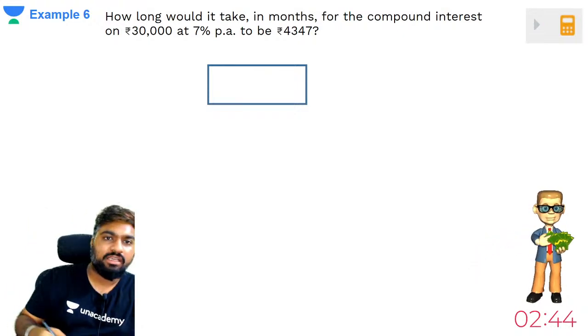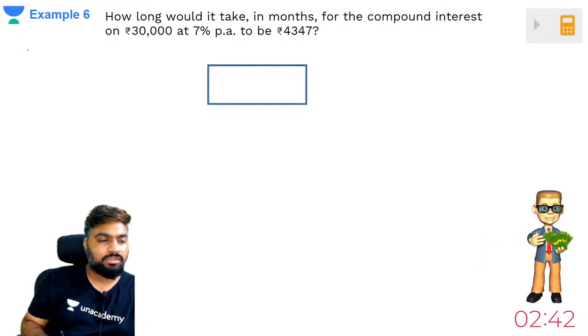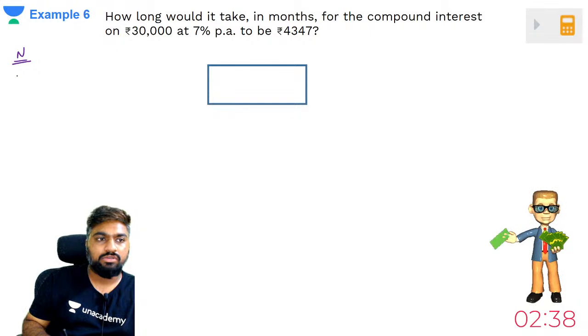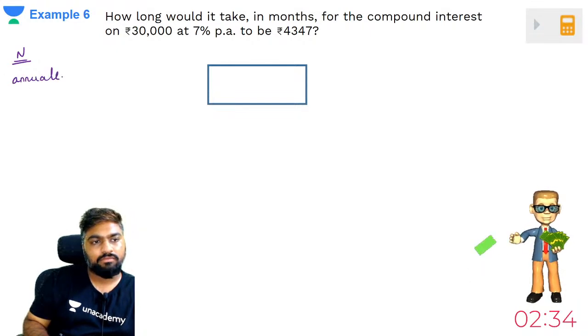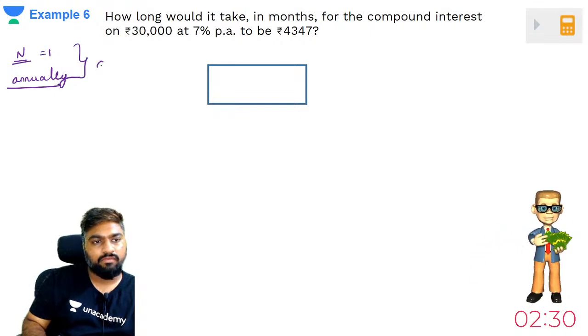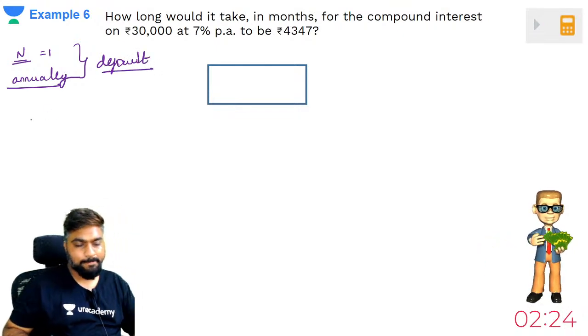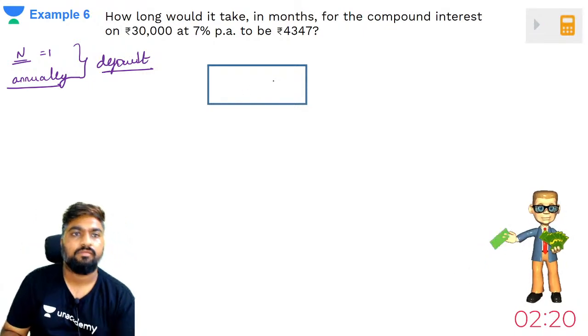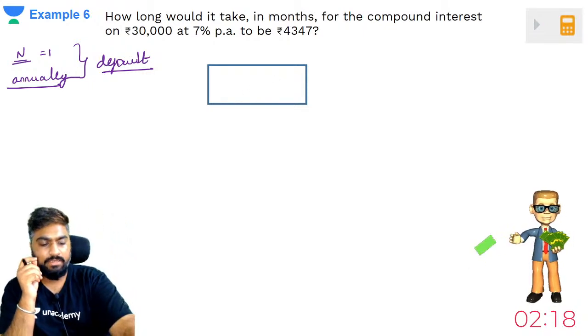If it is not given, if nothing is given to you about the value of n, that is how many compounds, you will always assume it to be annually. Yes, that is n equal to 1. This is your default. Unless and until something is given, then you will change it. Okay. Theta question hai. Try this.